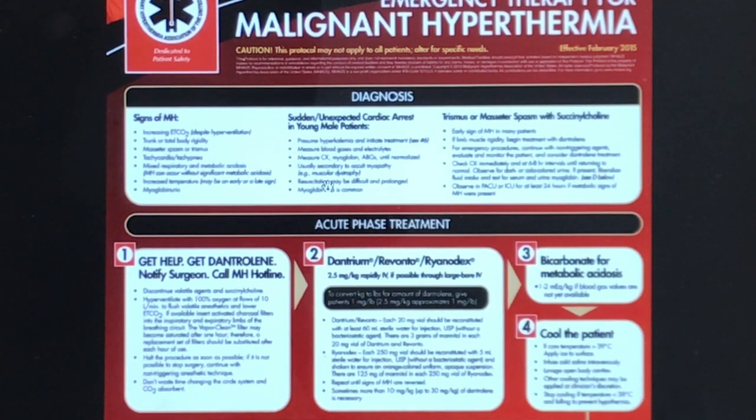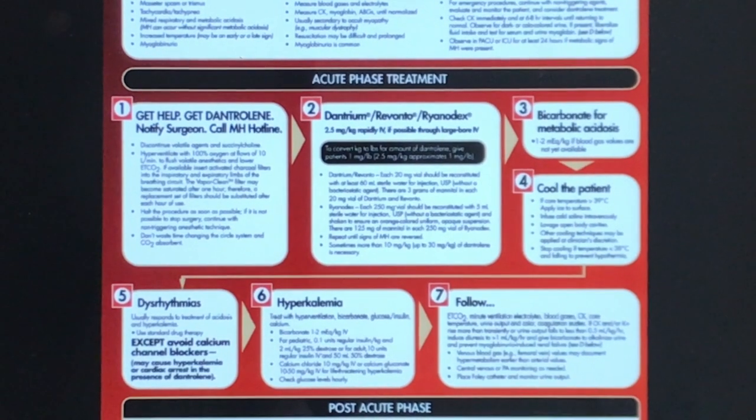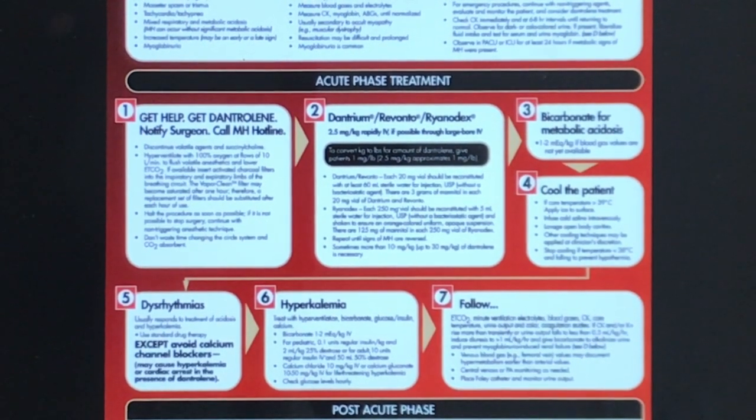And this acute phase treatment here is numbered for you, and basically you want to get help. You want to get the dantrolene. If they're in the OR, you need to stop the surgery. You want to call the hotline. Discontinuing the volatile agents and succinylcholine is the first most important step, and then hyperventilating the patient with 100% oxygen. I'm not going to have time to go through every step here, but I'm just going to point out some of the most important features.